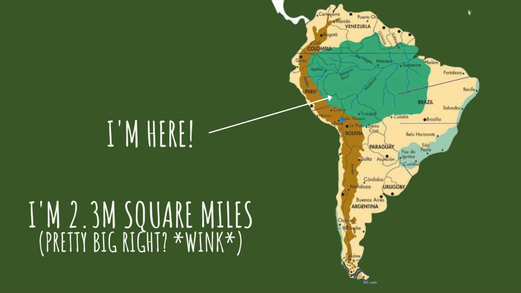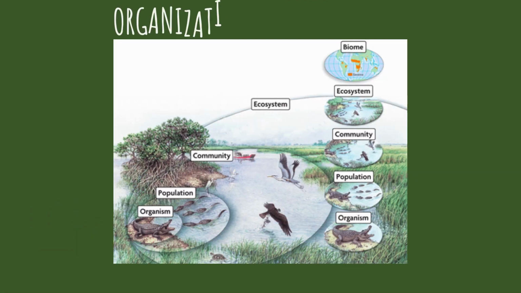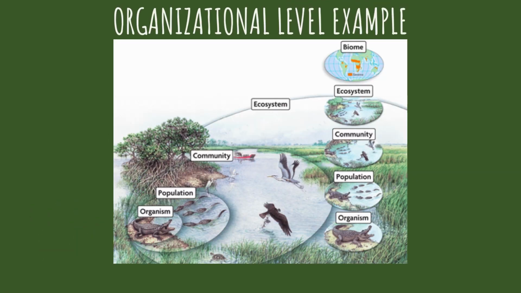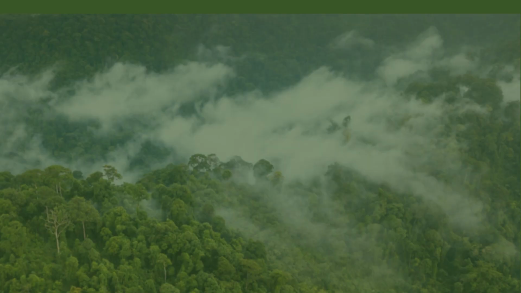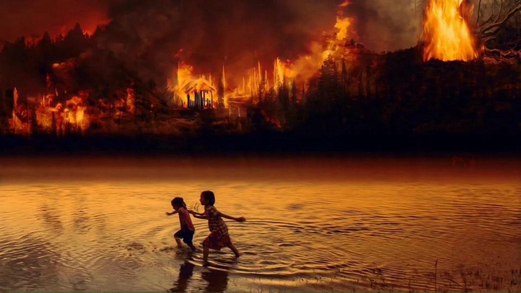The Amazon rainforest is a huge tropical rainforest in northern South America that covers an area of 2.3 million square miles and is drained by the Amazon River and its tributaries. Here is a diagram of an example of the level of organization that can be found in the Amazon forest. The rainforest is a product of extreme rainfall, extreme humidity, and a constant high temperature within the region.